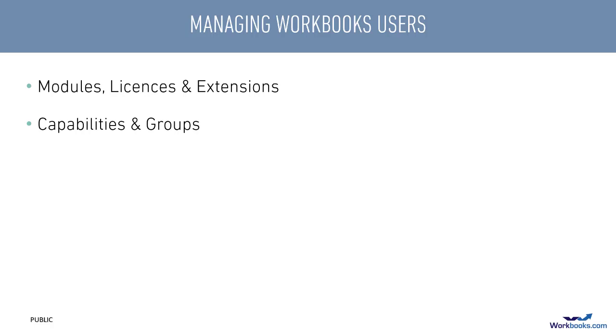The access that users have to different parts of the system are controlled by capabilities. And capabilities are put into groups. So we'll look at how a user inherits capabilities from the groups they belong to.